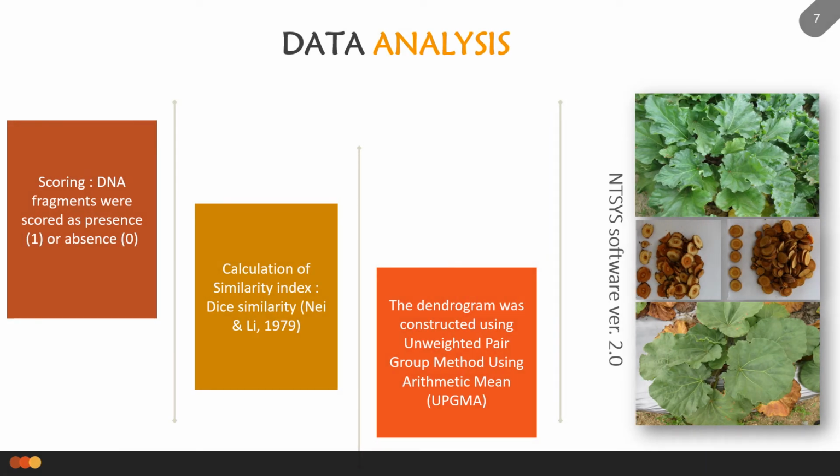Clear and recognizable DNA fragments were scored as presence or absence for each primer used and in all accessions. Similarity indexes of all accessions were calculated based on dissimilarity. The dendrogram was constructed using the unweighted pair group method with arithmetic mean, or UPGMA, cluster analysis. This data analysis was performed by NTSYS software.